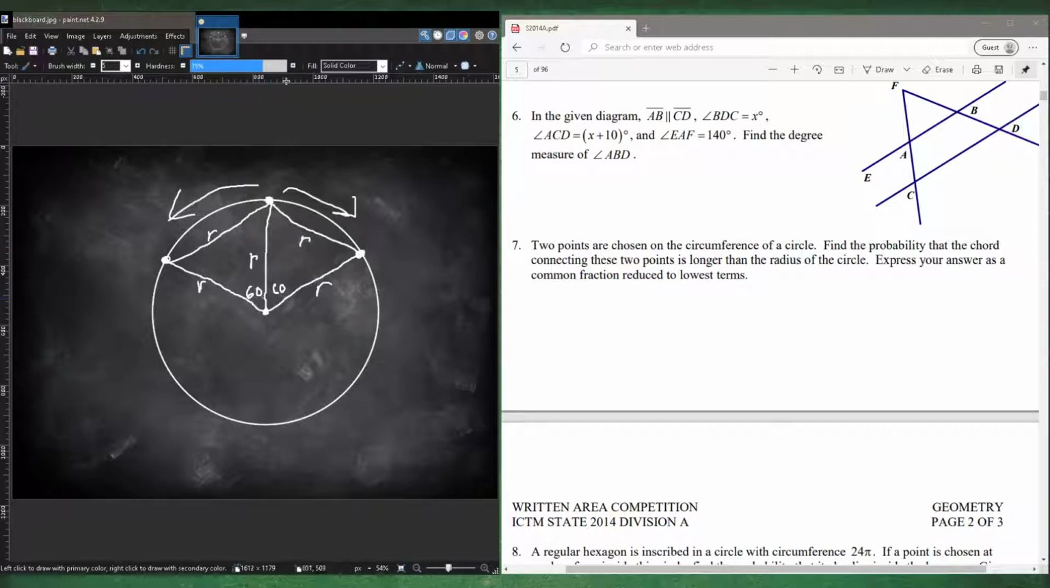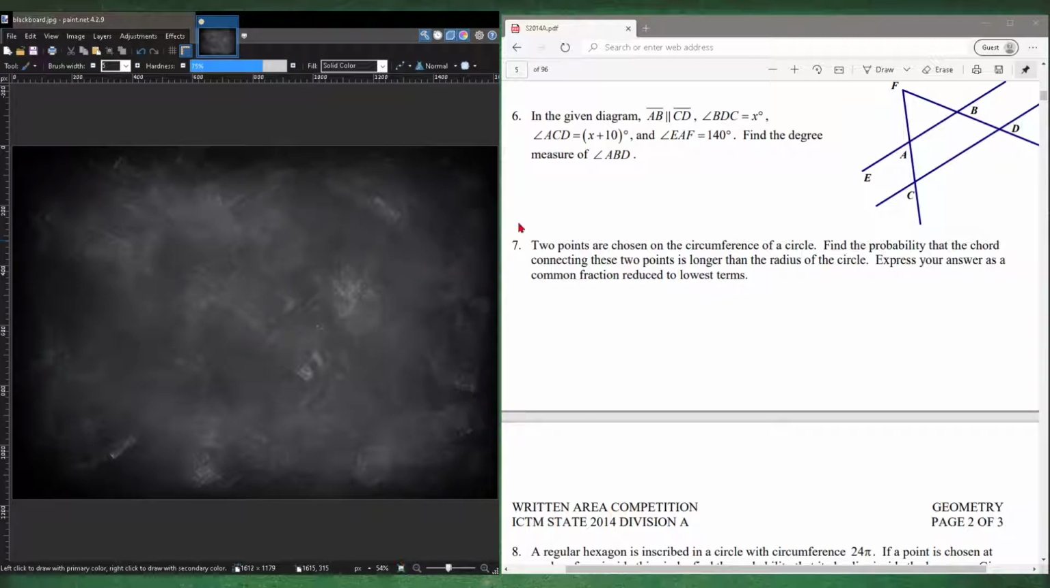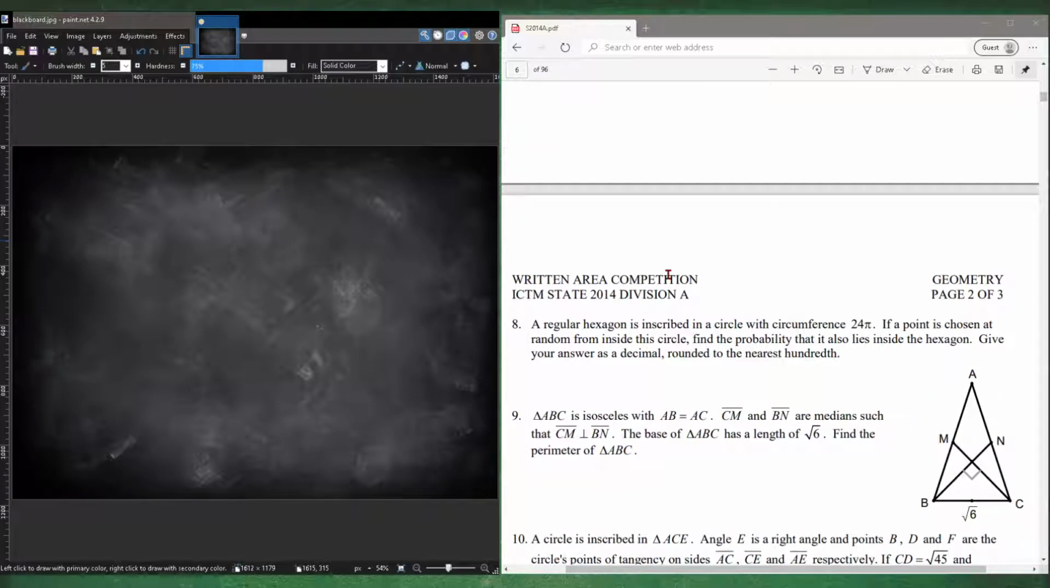So if this is 60 degrees and this is 60, and the entire thing is 360, then it's 360 minus the 60 plus 60, which is 120, which is 240. So the 240 degrees of this is going to be higher than the radius, divided by 360. And that should simplify to 2/3. And that's your answer for number 7. It's really good for these questions to think about it in picture form to understand what's happening.